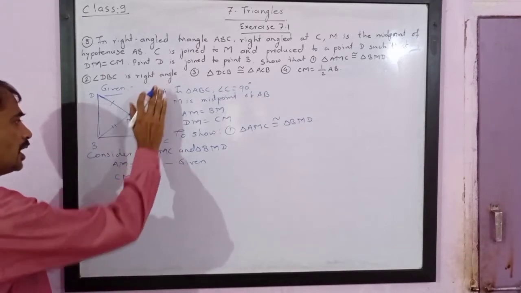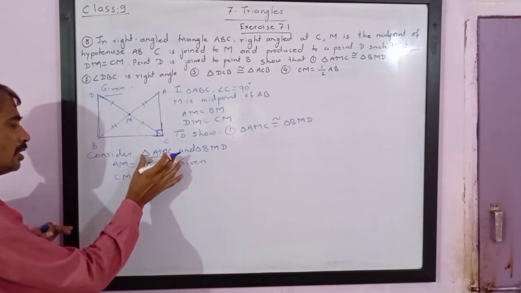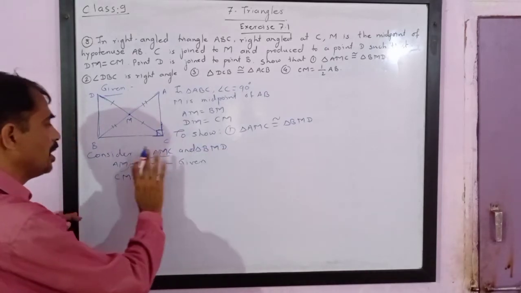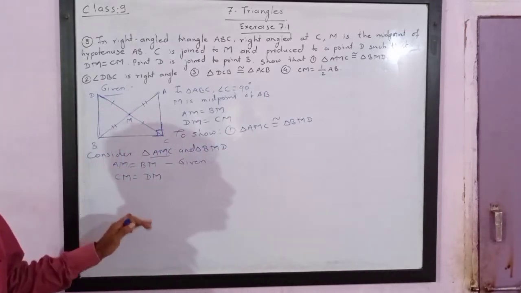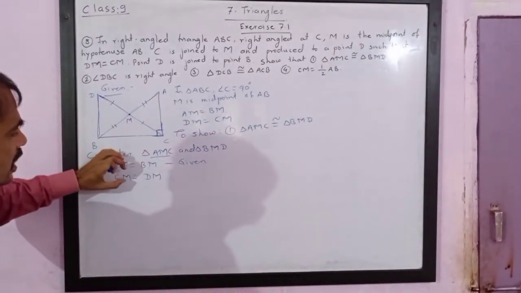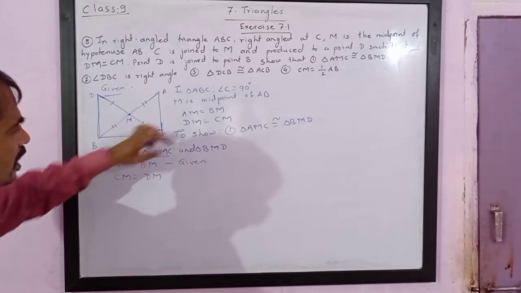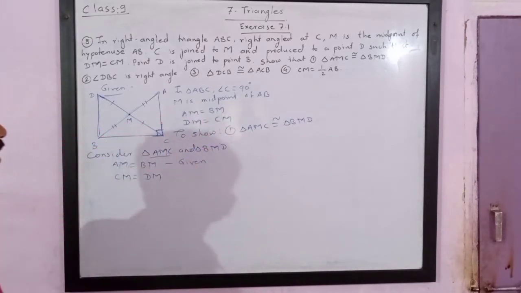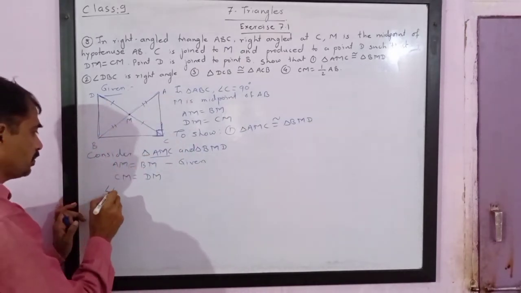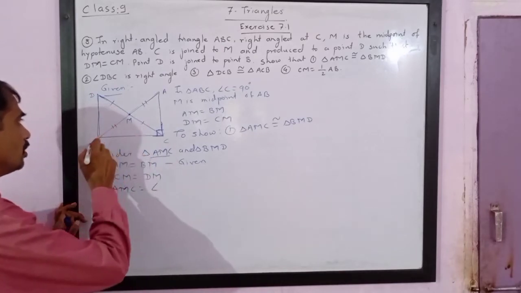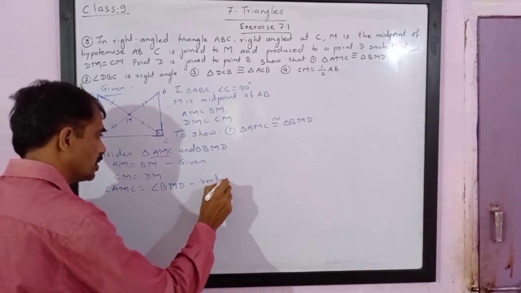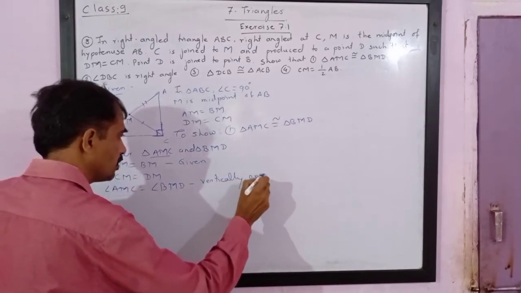Please note, we have considered triangle AMC, so always take the sides and angles of triangle AMC on the left hand side and the sides and angles of triangle BMD on the right hand side. Otherwise, while writing the one-to-one correspondence, you will get confused. Since we have considered AMC first, take its angles and sides first and those of the other triangle afterwards, so confusion will be less. Then angle AMC is equal to angle BMD. Reason: they are vertically opposite angles.